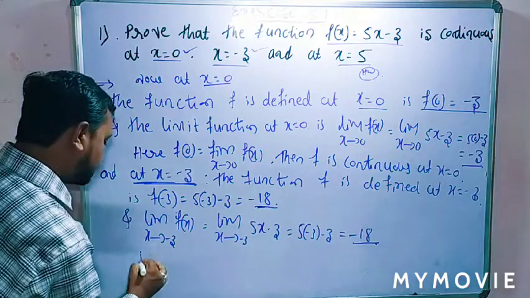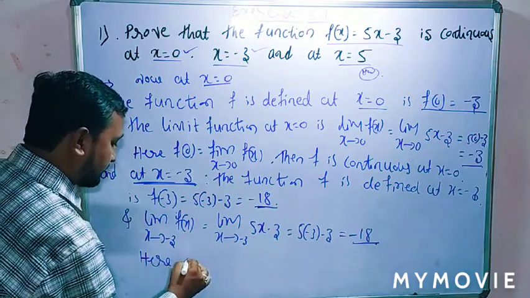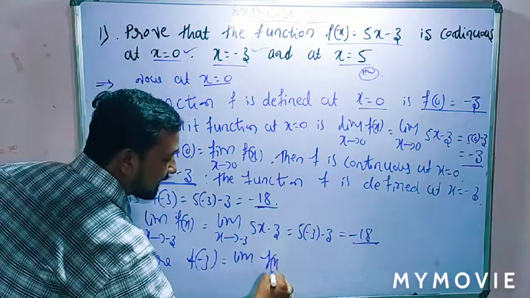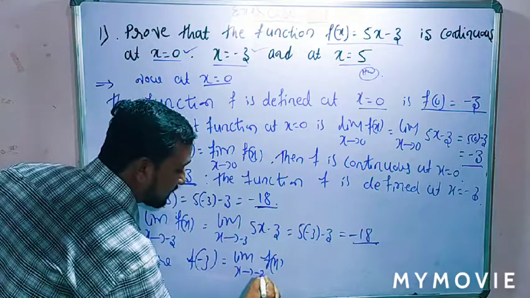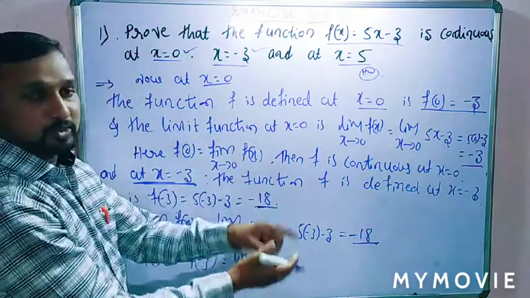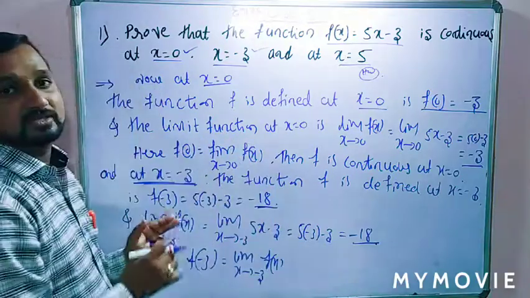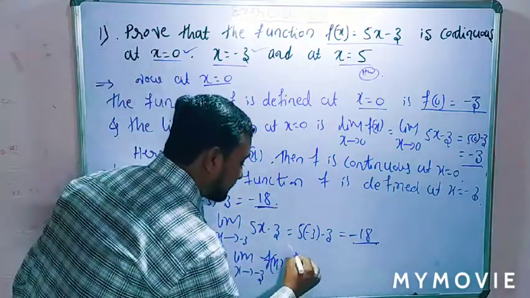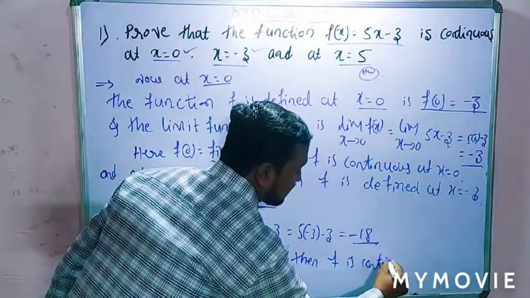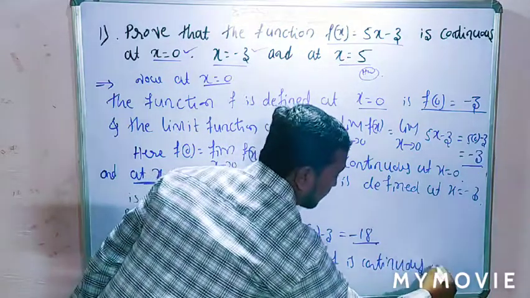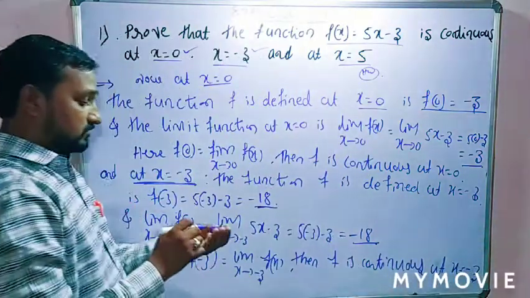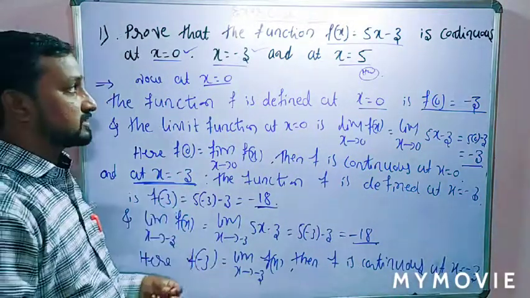Here f of minus 3, the constant function, is equal to the limit of f of x as x tends to minus 3. So these are equal. The limit function is equal to the constant function, then the function should be continuous at the particular point x equal to minus 3. So f is continuous at x equal to minus 3. This is the procedure, students.